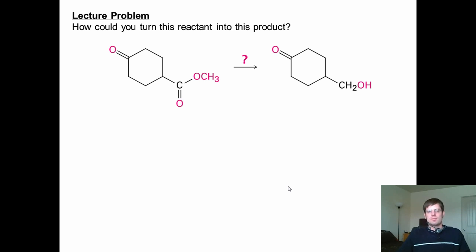Here's another problem. How could I convert this starting material into this product? You might remember from our earlier lecture in the last video slide that if I want to convert an ester into a primary alcohol, I have to react it with lithium aluminum hydride. Unfortunately, lithium aluminum hydride will also completely reduce this carbonyl down to an alcohol as well. So the question is, how in the world can I selectively reduce just the ester and not this carbonyl compound?